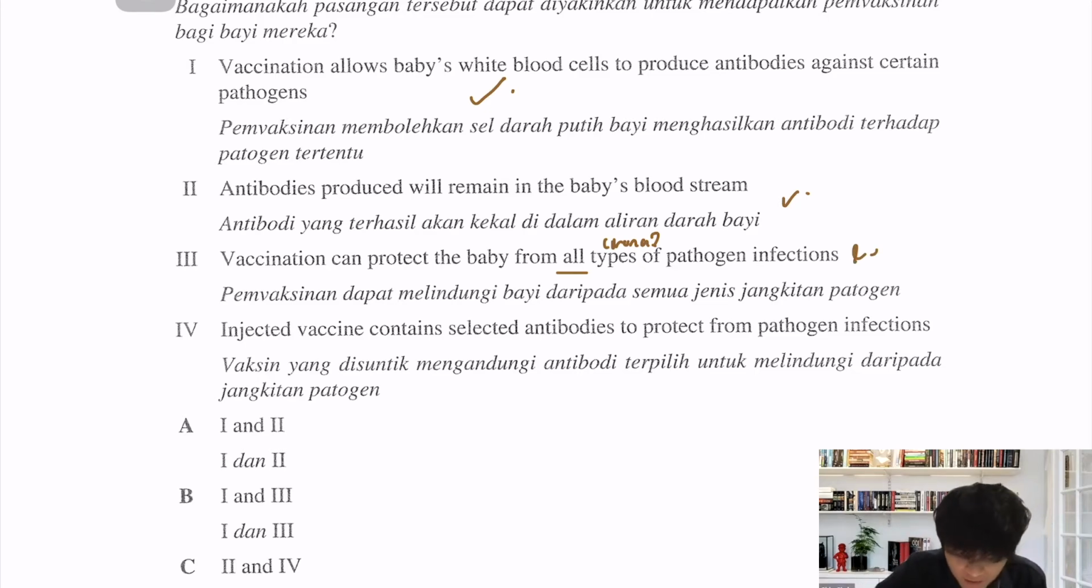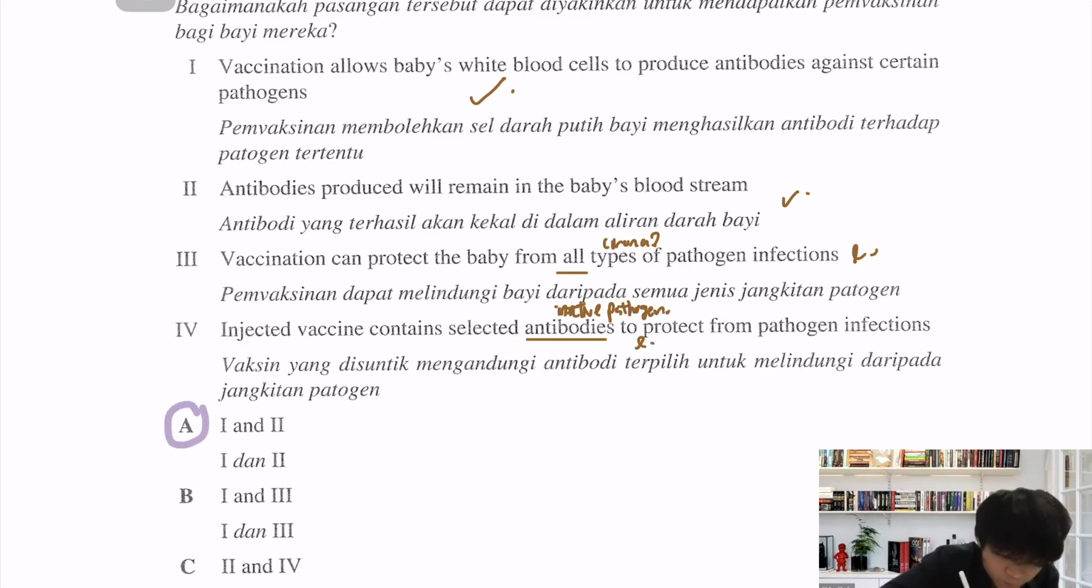Next, injected vaccine contains selected antibody to protect from pathogen infection. Yes, this does look quite right. Oh, sorry, it's not selected antibodies. It's basically selected inactive pathogen, as what I mentioned. So inactive pathogen is not selected antibody. So the answer is 1 and 2.